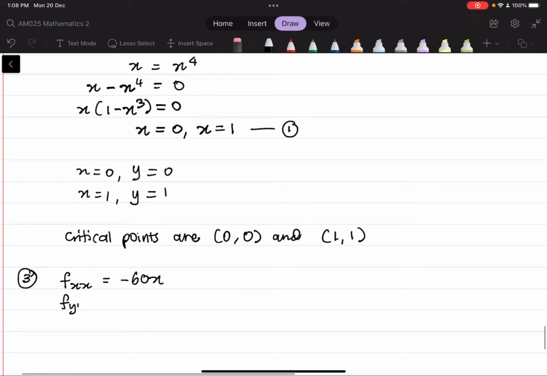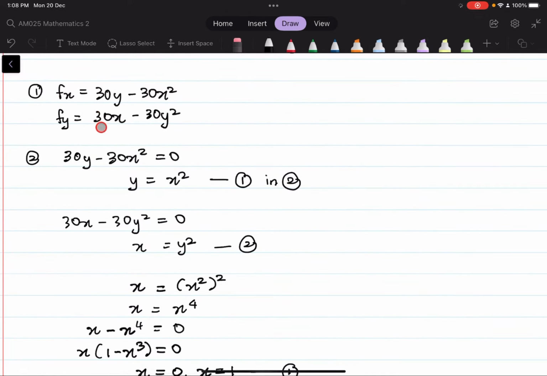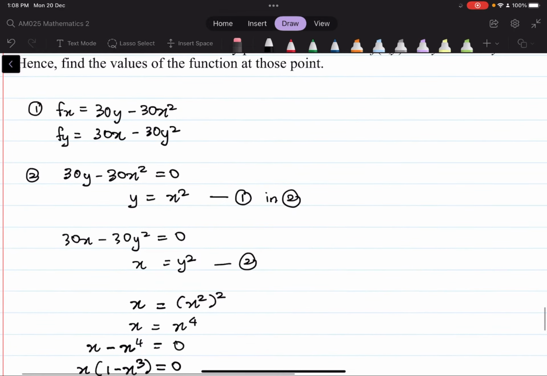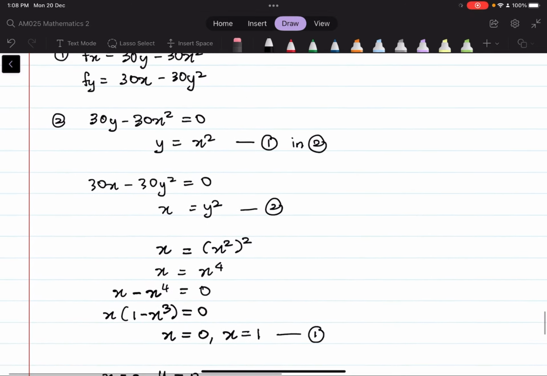f sub yy. Differentiate 30x with respect to y is 0. Differentiate negative 30y² with respect to y is negative 60y. f sub xy. So differentiate 30y with respect to y is 30 and differentiate negative 30x² with respect to y is 0. So we get 30 there.